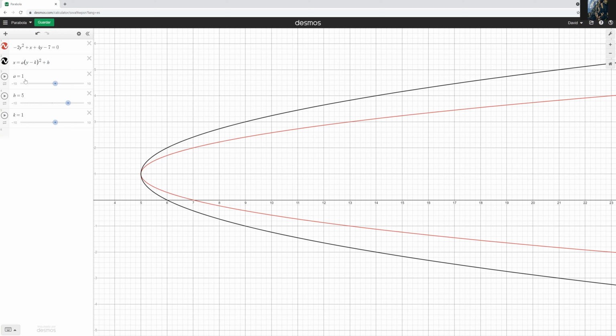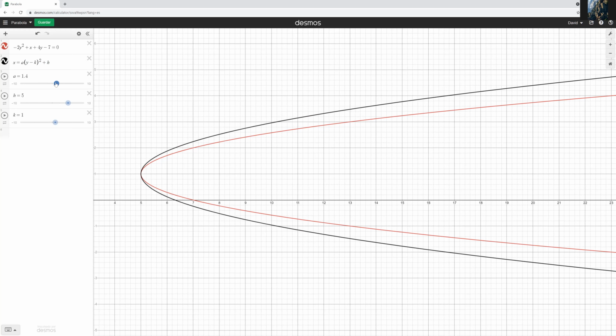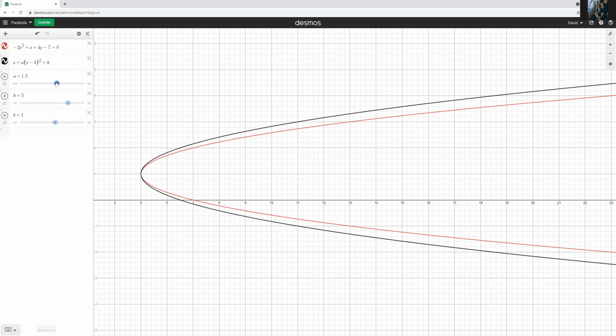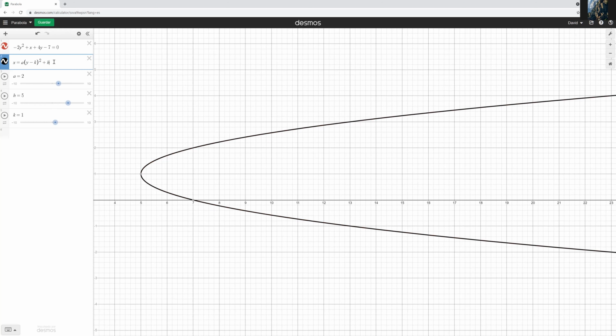So now I have to modify A. If I start increasing its value, I see that it is getting narrower and narrower. And eventually when I get to 2, I have the values in this form that generate exactly the same parabola as the one in here. So let's see now how this is done algebraically.